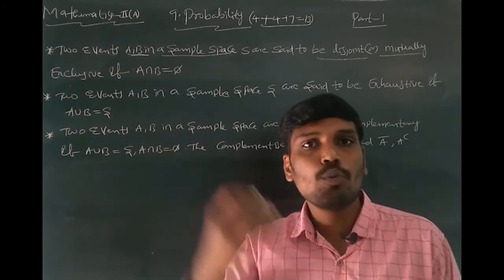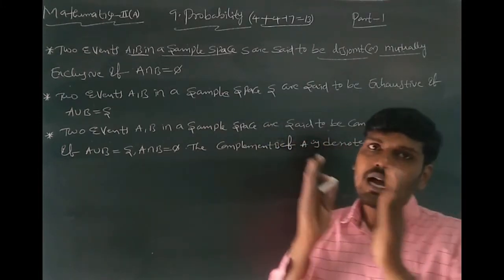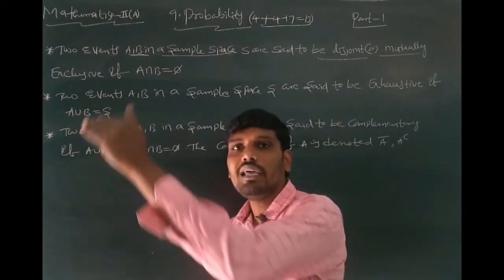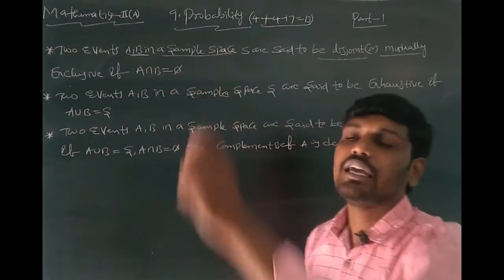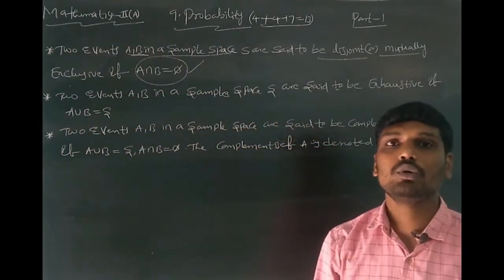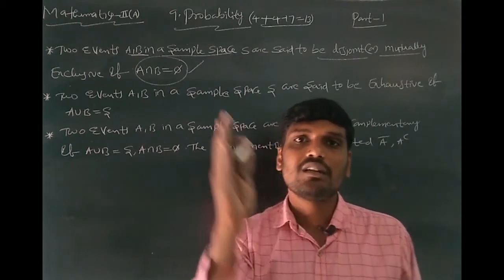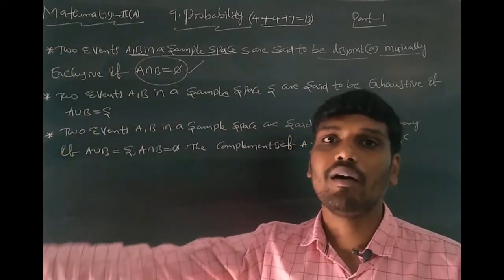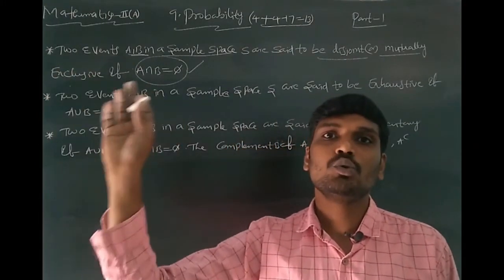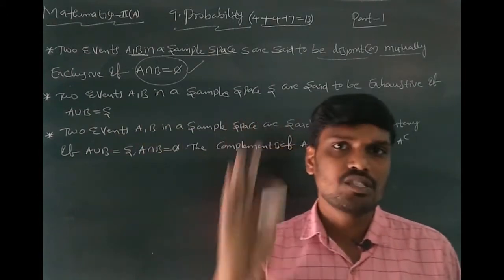Disjoint events can also be called mutually exclusive events. If A, B are disjoint events or A, B are mutually exclusive events, then A intersection B is equal to phi, nothing but an impossible event. The intersection of two events being an impossible event means A, B are mutually exclusive events or A, B are disjoint events. Okay, students.